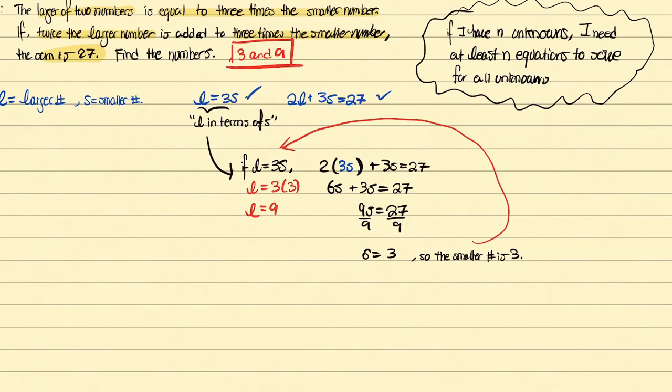So now what we're going to do is describe some, actually, twice the larger number times 300. If twice the larger number is added to 3, oh yeah, I'm sorry, I'm confusing myself.